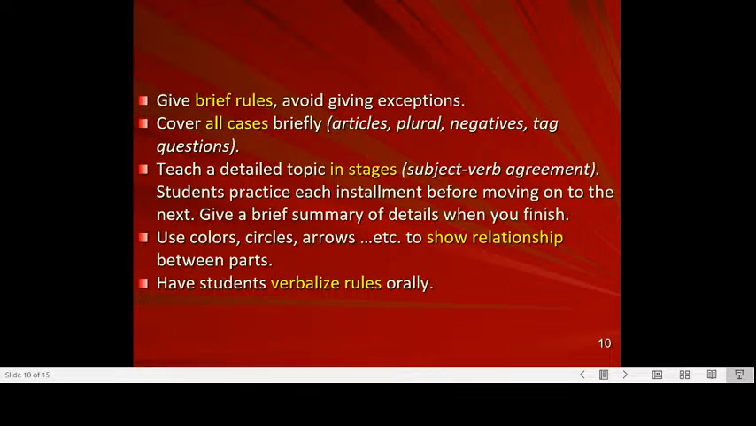Teach a detailed topic in stages. For example, subject-verb agreement. So we teach subject-verb agreement in, let's say, 3 stages. Students practice each installment before moving on to the next. Then give a brief summary of details when you finish. Use colors, circles, arrows, and so on to show relationships between the parts and have students verbalize rules orally.